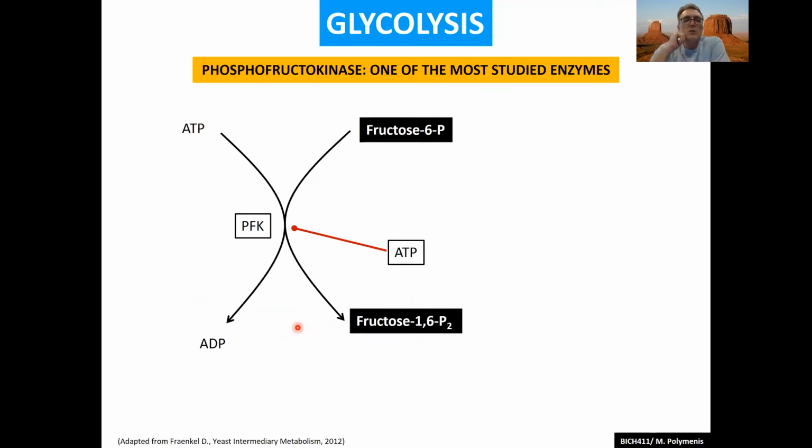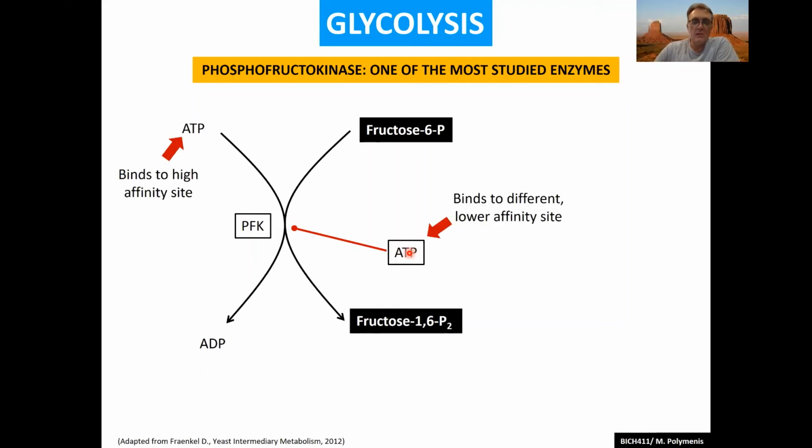Phosphofructokinase, it turns out, is one of the most studied enzymes because it shows some special behavior. So this is the reaction, PFK for short. We start with fructose 6-phosphate, and it uses ATP as a substrate, of course, to do the phosphoryl transfer to generate fructose 1,6-bisphosphate. However, it also uses ATP in a different way, not as a substrate. In fact, that other molecule of ATP binds somewhere else on the enzyme, not in the active site, and has an interesting effect.